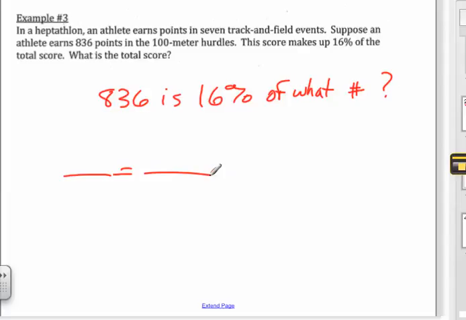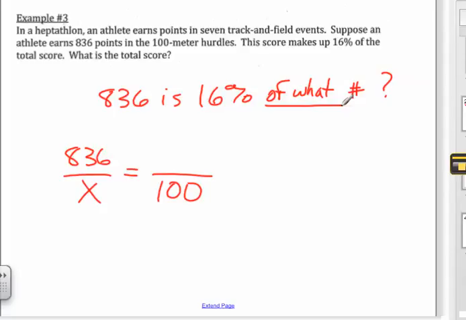All right. Tell me what goes in the upper left. Upper left. That means this spot right here. What goes right there, Alex? All right. 836 goes in the upper left. What goes in the bottom right, Cole? 100. Definitely. Okay. What goes in the bottom left, Tut? X. Because that's the of number, right? And what goes in the top right, Hobbs? 16. Beautiful.